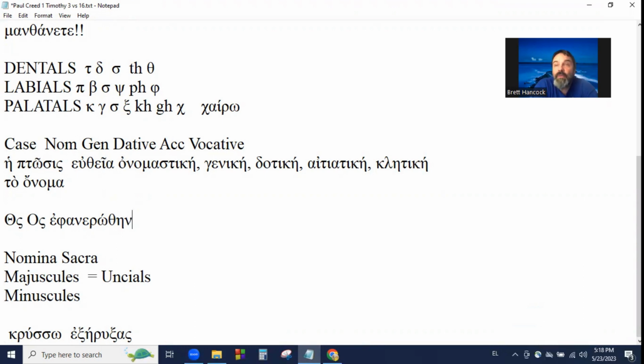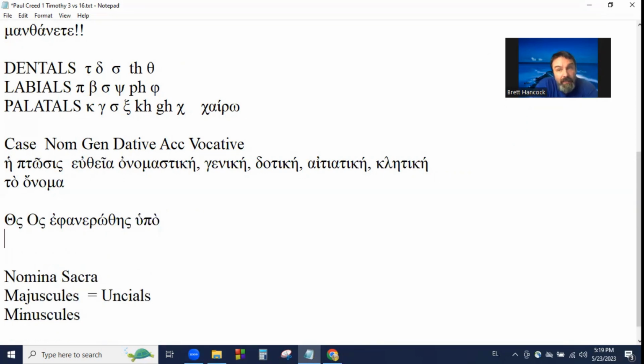I was made clear, I was made visible. Su efanerothes: you were made visible, you were made clear. Typically, if you're saying by whom, you would usually use the prepositional phrase hupo, whether or not there's an article. But your noun needs to be in the genitive, because if it's the dative case, that's something else.